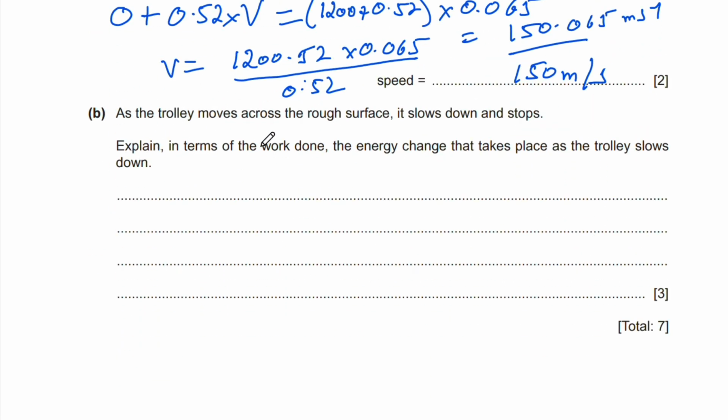As the trolley moves across the rough surface, it slows down and stops. Explain in terms of work done the energy change that takes place as the trolley slows down. So we know that as the ball gets embedded inside it, the trolley has kinetic energy. Because of kinetic energy, it moves.